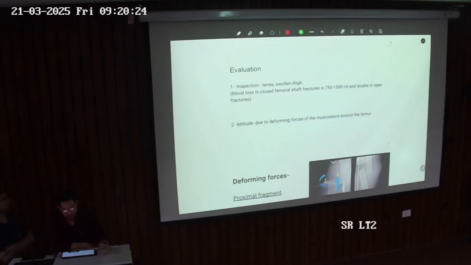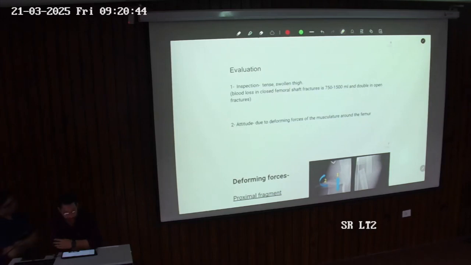The blood loss at this place of fracture will be around 750 to 1500 ml, and it is double in open fractures.